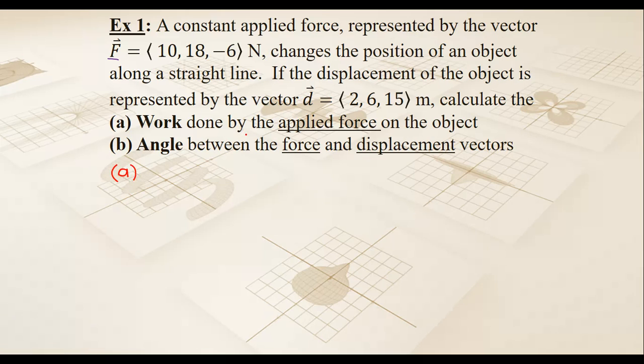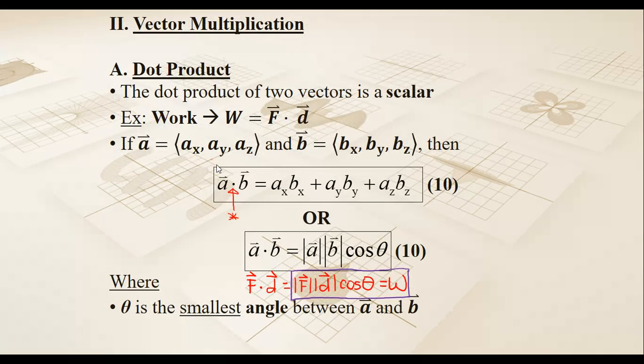Okay, so I want to calculate the work done by the applied force. I know work is the vector dot product between my force vector and my displacement vector. That's the equation I have to use because I don't know what theta is. So I couldn't use this boxed purple equation, because I don't know the angle between the force vector and the displacement vector, not yet anyways. So we're going to have to use the top equation here.